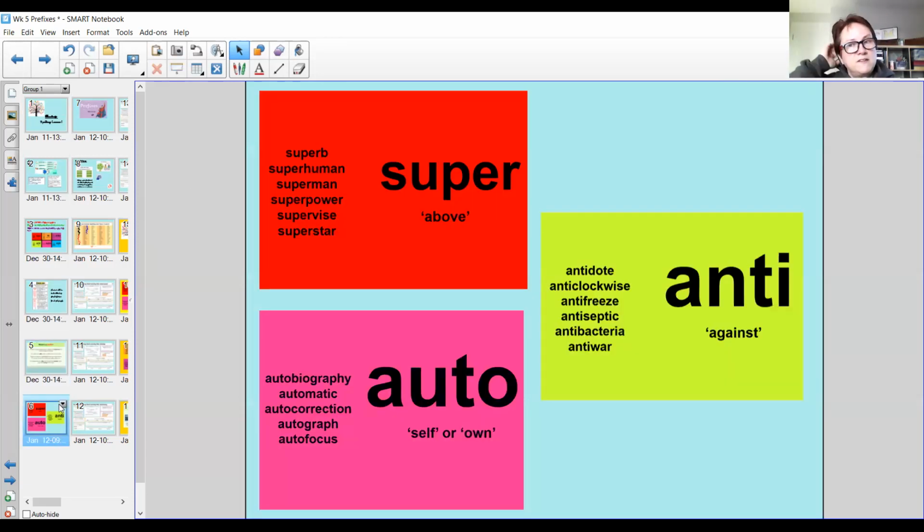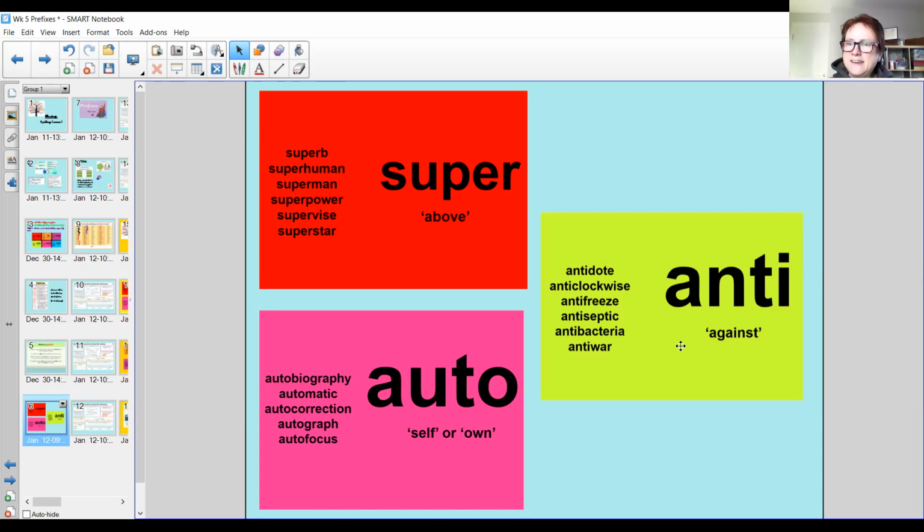So the 3 prefixes we're going to be looking at today are super, anti, and auto. So you can see there's quite a few words. Let's look at super first. Adding super before a root word means that something is above. We'll go into more detail in a minute. We've got examples like superhuman, superpower, superstar.